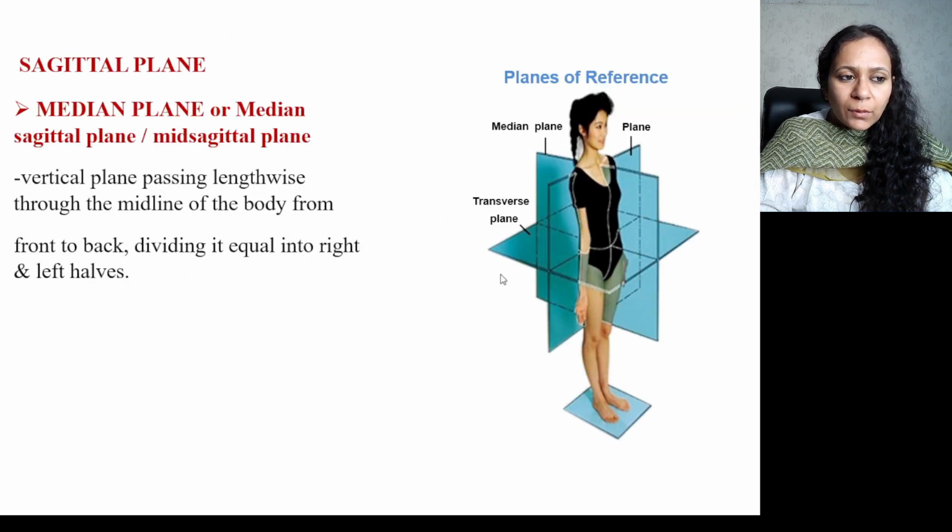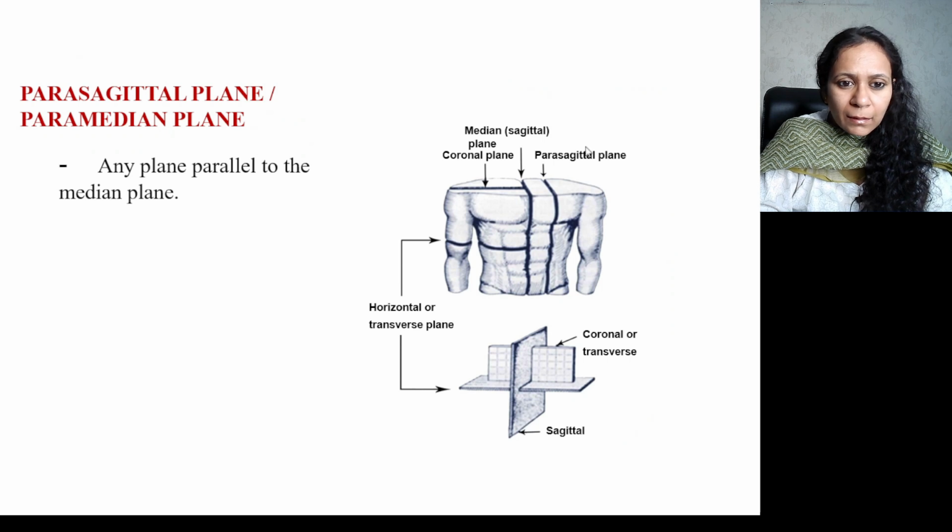If we talk about the sagittal plane or the median plane, this is the plane here. This is a vertical plane which is passing lengthwise throughout the midline of the body and dividing the body into two equal halves, that is right and left. Then there is the other plane, your parasagittal plane. It is just parallel to your median plane. So this is the parasagittal plane or paramedian plane.